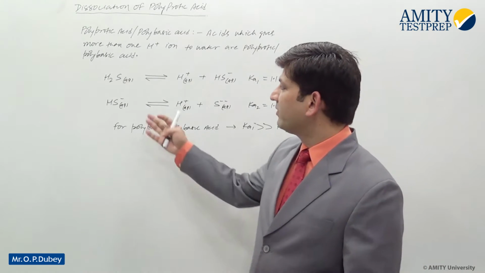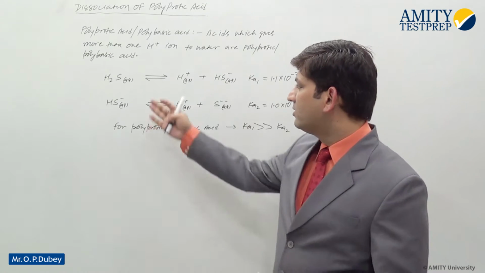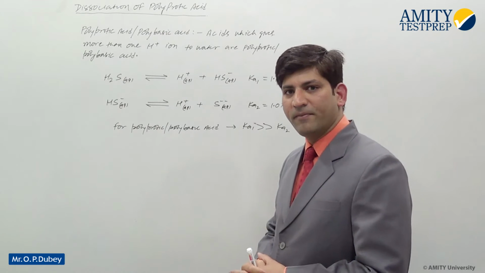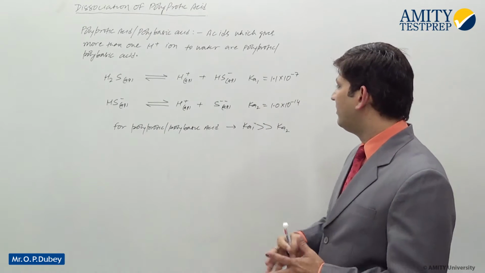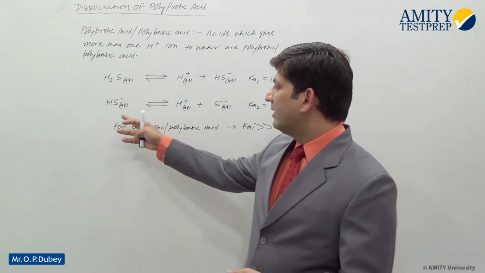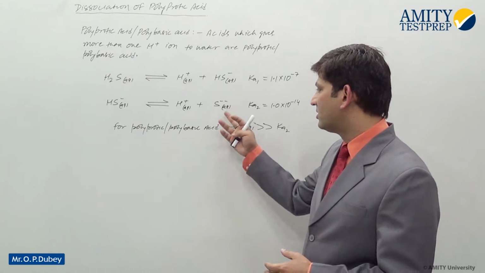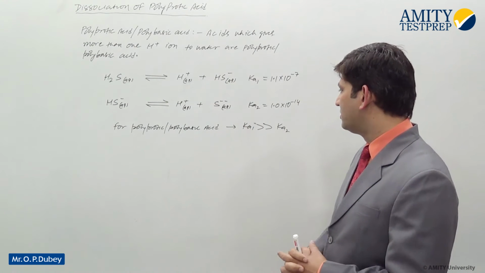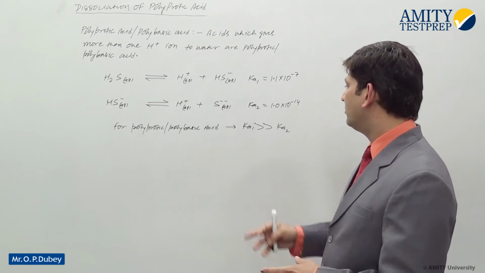In the first step, when H2S gas is dissolved in water, it gives an H plus ion to the water and forms HS minus anion, and the dissociation constant of this equilibrium is 1.1 multiplied by 10 raised to the power minus 7. In the second step, HS minus again gives one H positive ion and forms sulfide ion, S2 minus, and the second dissociation constant is 1.0 multiplied by 10 raised to the power minus 14.